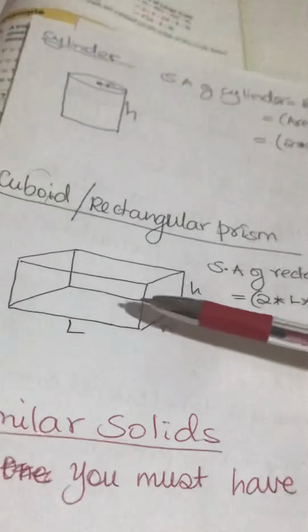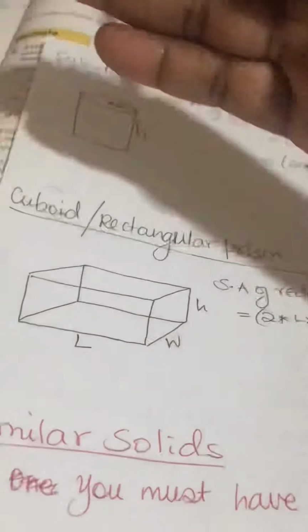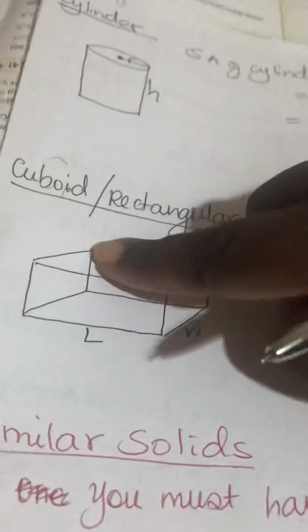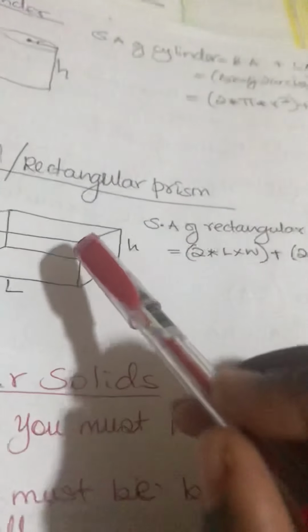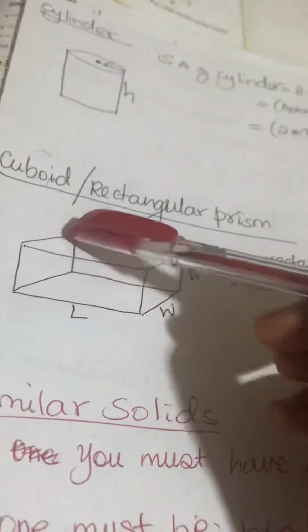So, a rectangular prism has 2 length and 2 width. Sorry, the length and the width will be the bottom and the top. So the length and the width, there's 2 of them. One on the floor, the other one on the ceiling. Okay? Then you have this, the width and height. That is the same, so you have 2 of them.